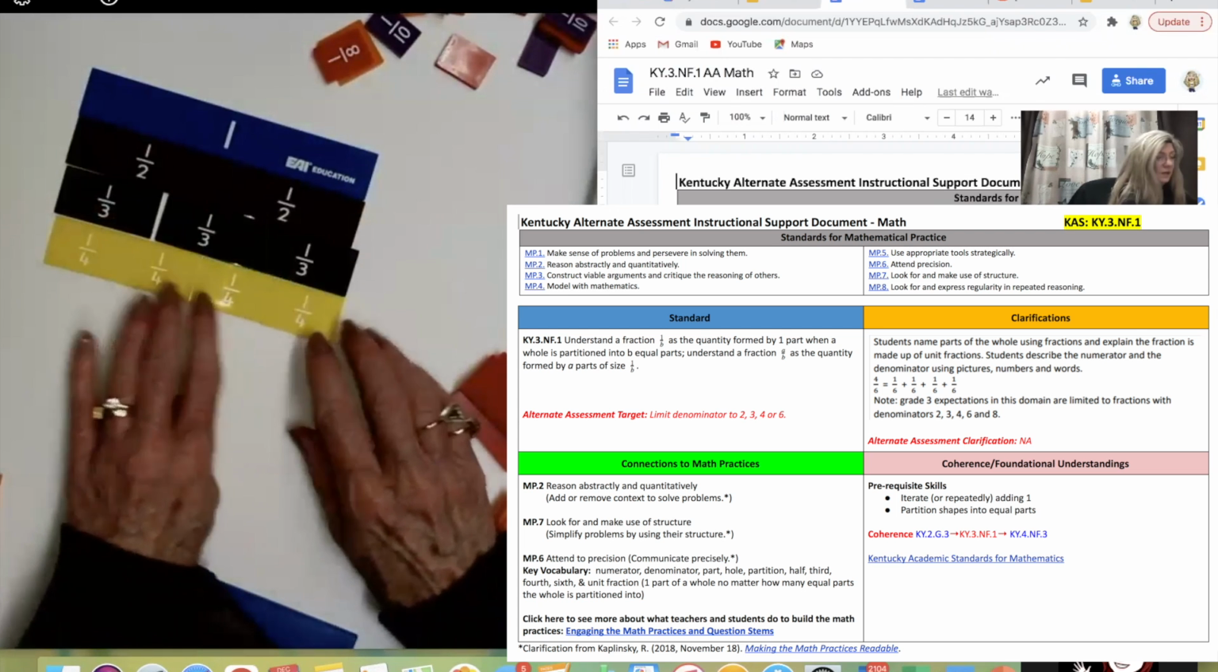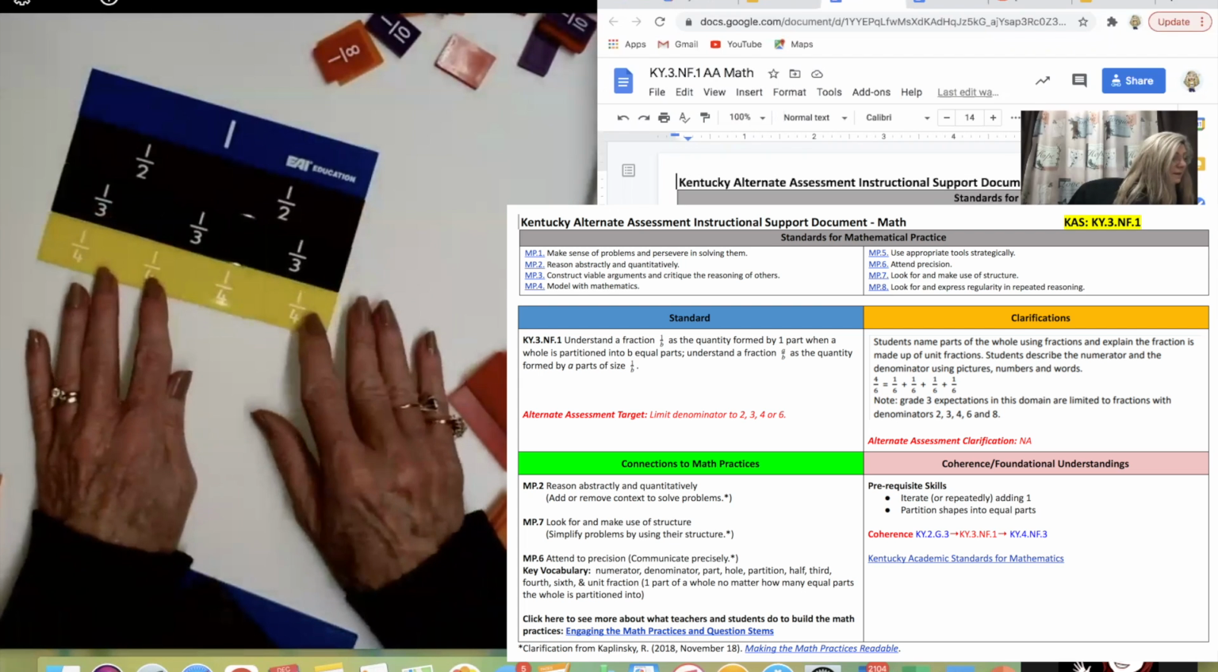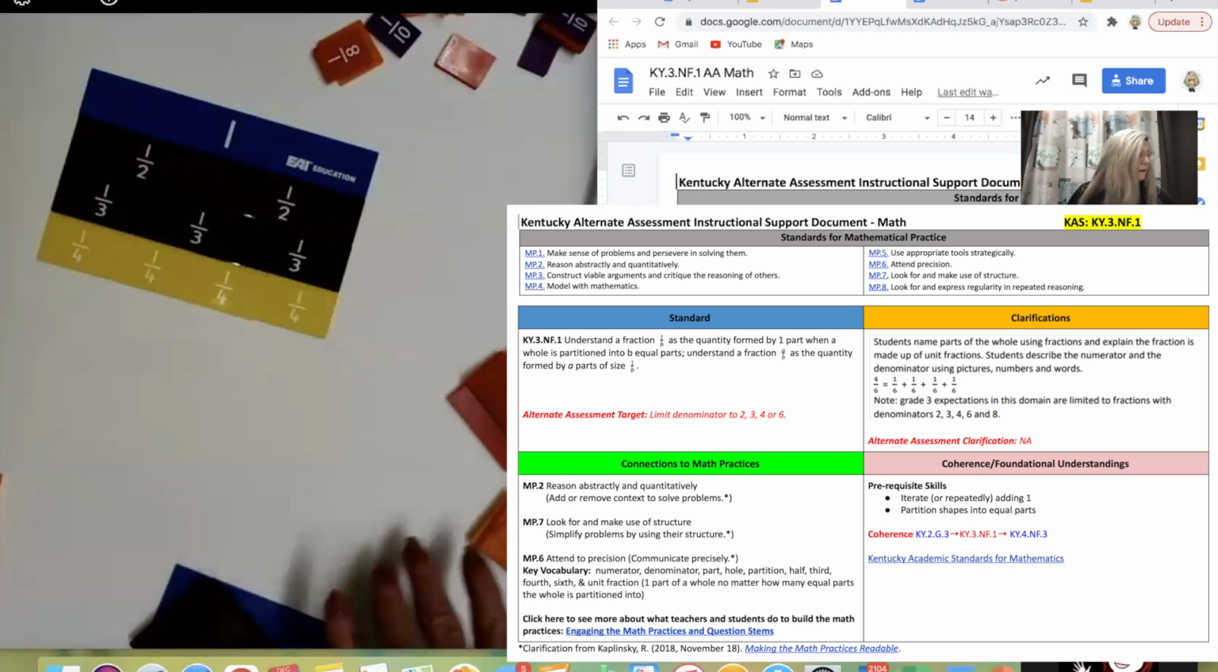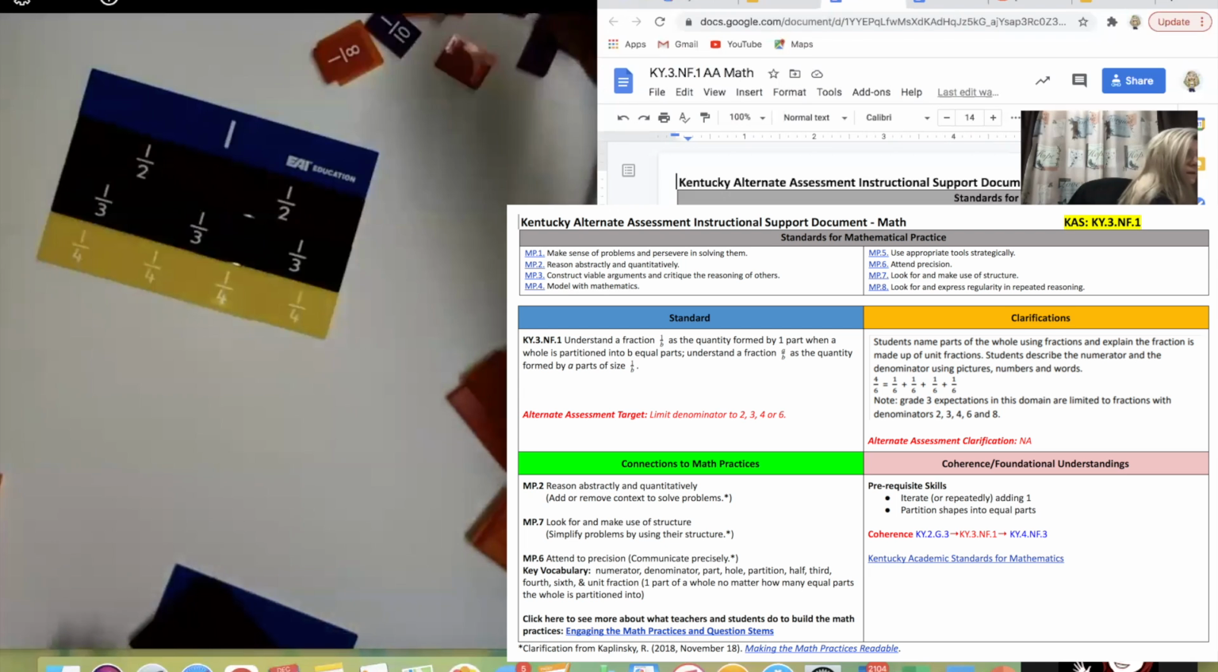And I guess I should mention, thinking about getting our kids back, until you do get your kids back, these tools are available virtually. There's a site I'm going to share with you at the end today that shows you all kinds of tools and how to use them virtually. So there's fraction strips actually on there rather.